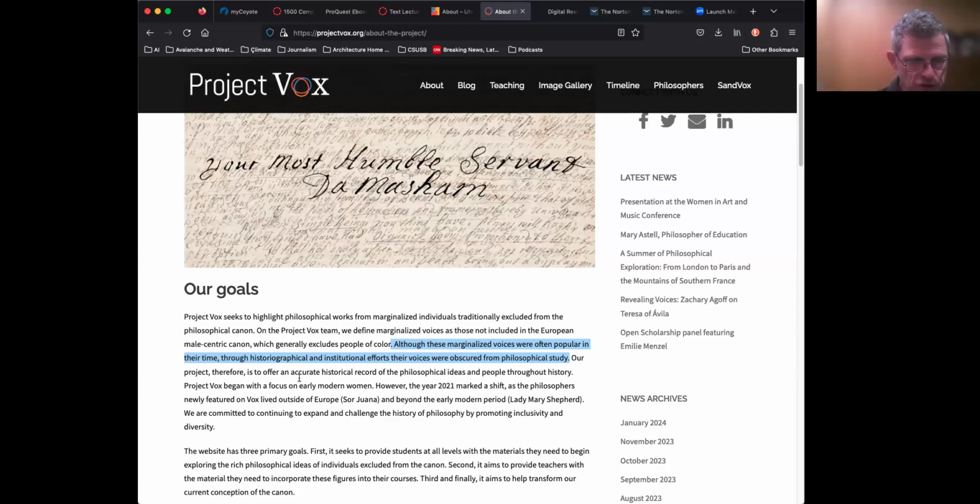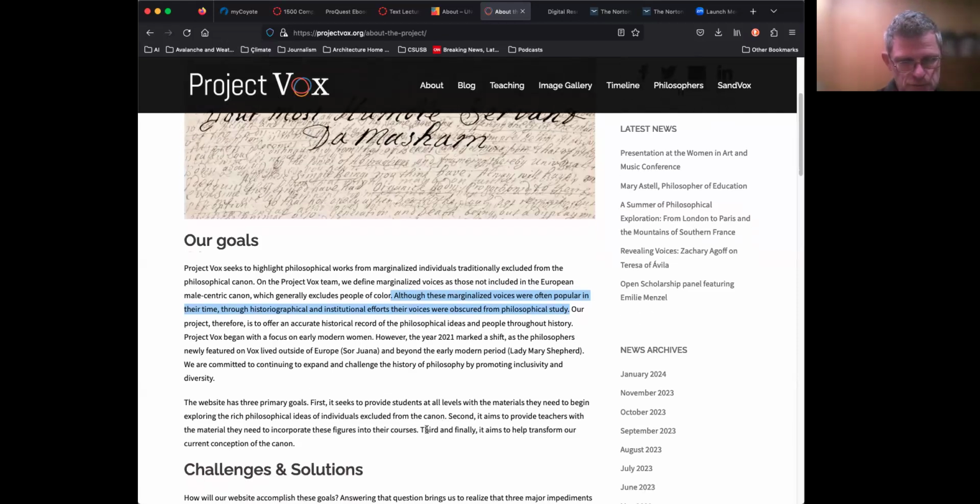This website has three goals: provide students at all levels with the materials they need to begin exploring the rich philosophical ideas of individuals excluded from the canon, provide teachers with materials they need to teach that stuff, and third and finally, to help transform our current conception of the canon. So this is a big ambition. When you're trying to transform a canon, I mean, canons are built up slowly over time, and what they represent is a consensus among scholars and experts and informed people about what ought to be read and thought about from the past. So it's a big deal what the canon is, right?